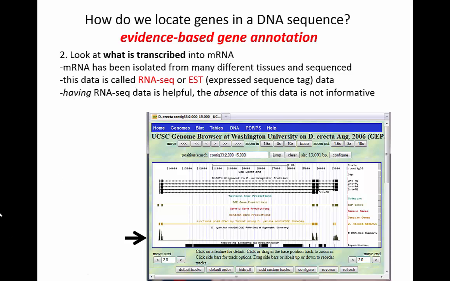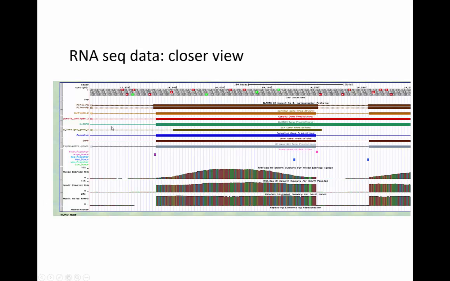So there have been a number of experiments where messenger RNA has been taken from a variety of different tissues and sequenced. This kind of data is called either RNA-seq data or EST data. This is actually shown on the genome browser as these peaks. These particular regions are regions where messenger RNA sequence has been found that is the same sequence as that particular sequence on that contig.